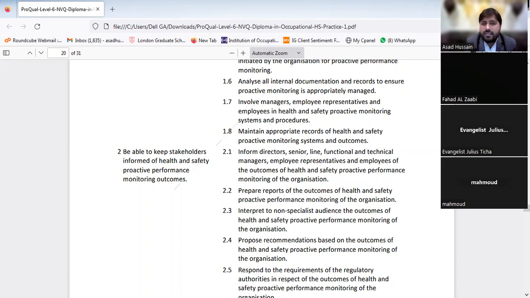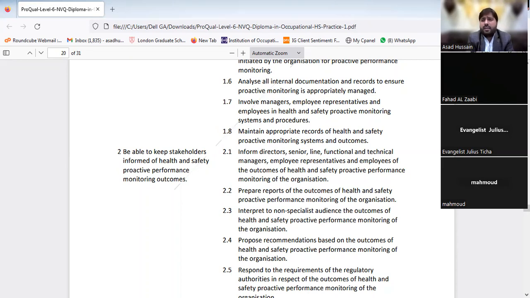So here it is asking how, in your organization, you are involving managers, employee representatives, and employees in health and safety proactive monitoring systems and procedures. Like Mr. Jamal, he has to explain how their top management is involving and engaging the managers, employee representatives, and employees in health and safety.